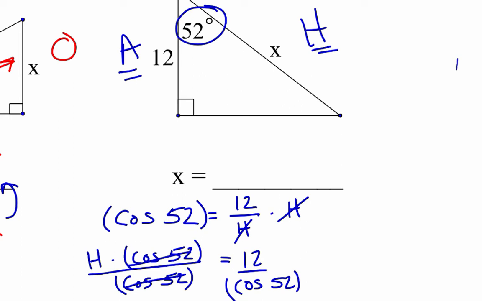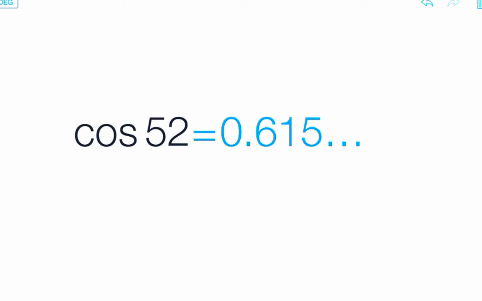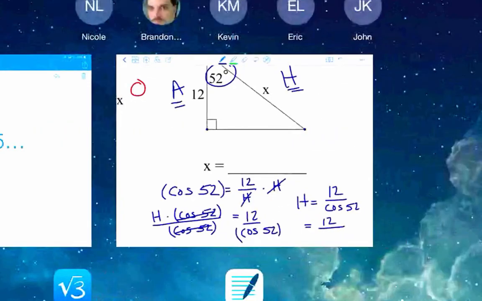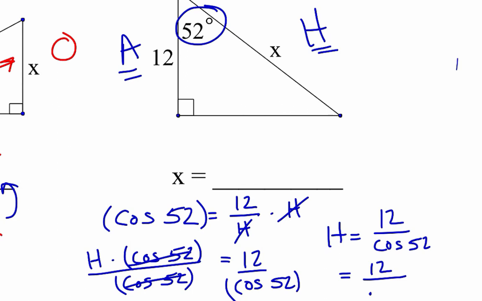But the algebra gives me that h will be equal to 12 divided by the cosine of 52, which will be equal to 12 divided by, and here's where I'm going to go to my calculator and ask, what is the cosine of 52 degrees? So the cosine of 52 is 0.615. So if the cosine of 52 is 0.615, I simply use that ratio to finish solving for my hypotenuse, which in this case is x.